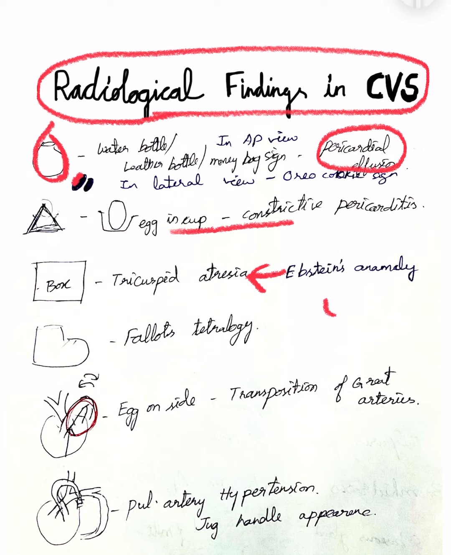Normally there is the tricuspid valve in between the right atrium and right ventricle. In case of tricuspid atresia or Epstein anomaly, the tricuspid valve is placed much lower. So most of the parts of the right ventricle is occupied by the right atrium. This is called atrialization, and it is seen in the Epstein anomaly, so the heart appears like a box shaped heart.